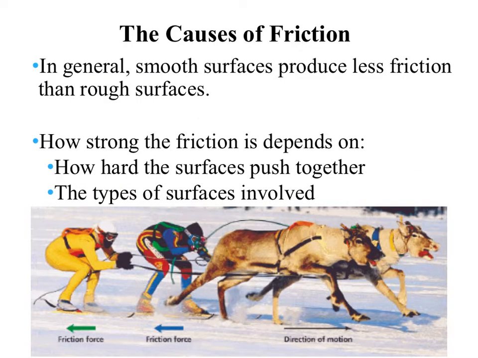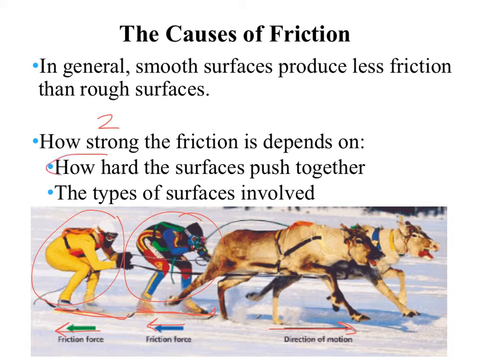So, what actually causes friction? Well, we know that smooth surfaces in general tend to produce less friction than rough surfaces. And that is obvious. Look, for example, at these skiers right here that are being pulled. As we move forward, friction is working against them to slow them down. But their skis are a smooth enough surface to allow them to glide on the ice so they can move farther. There's two things here that affect friction.